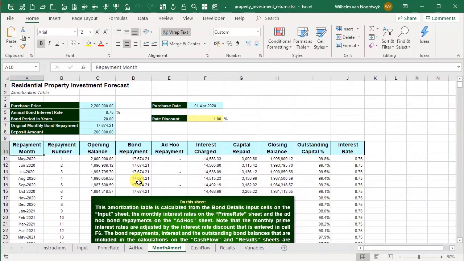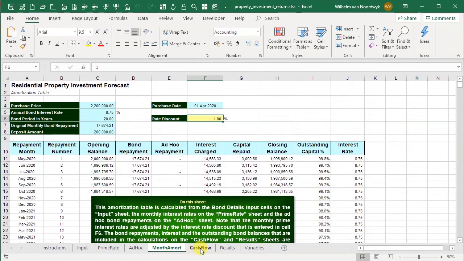The next sheet is the monthly amortization table for the home loan. Everything on this sheet is automated. The only user input that you require is if there's a discount on the prime interest rate, you can enter that discount value here. So say your prime rate is 10% and you have an interest rate of prime minus 1, you would enter 1 here. The interest rate is then determined based on this rate discount and the prime interest rates that are recorded on the prime rate sheet.